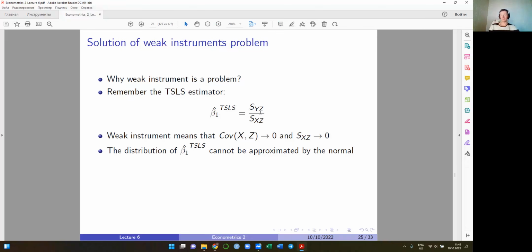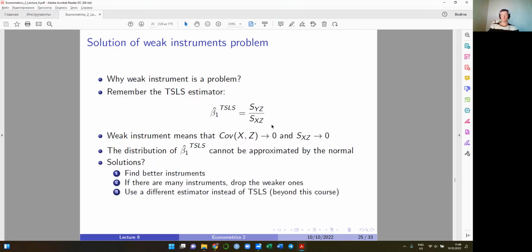This is a simple illustration. Why do we care about relevance of the instrument, and why do we care about weak instruments? Even if this covariance is close to 0, but not 0, we are still in trouble. So how to solve this issue? Find better instruments, or if we have many instruments, we need to drop those instruments that are weak. Luckily, in our case, both instruments are relevant and not weak. Or we can use a different estimator, but this is not what we are going to discuss here.